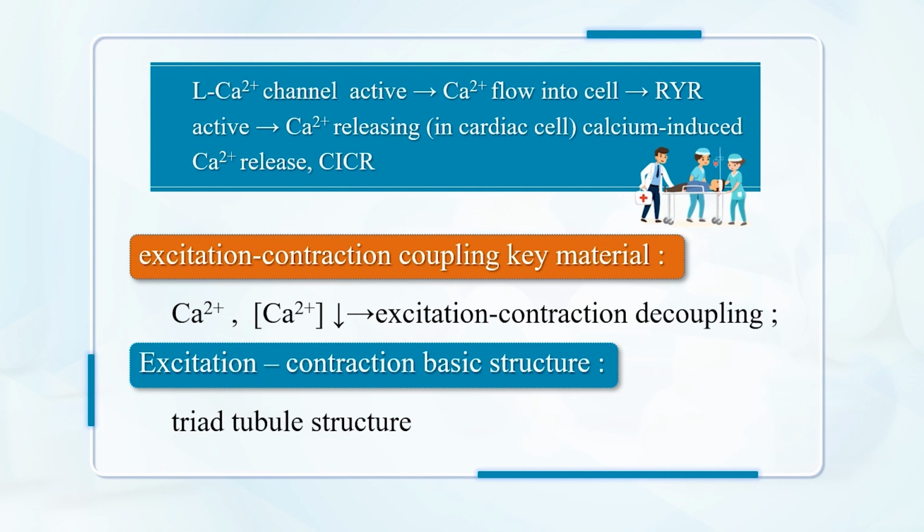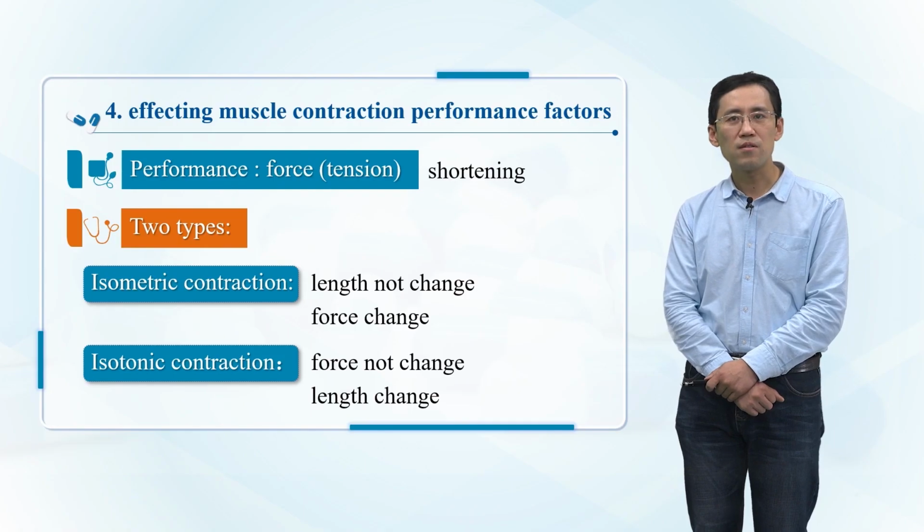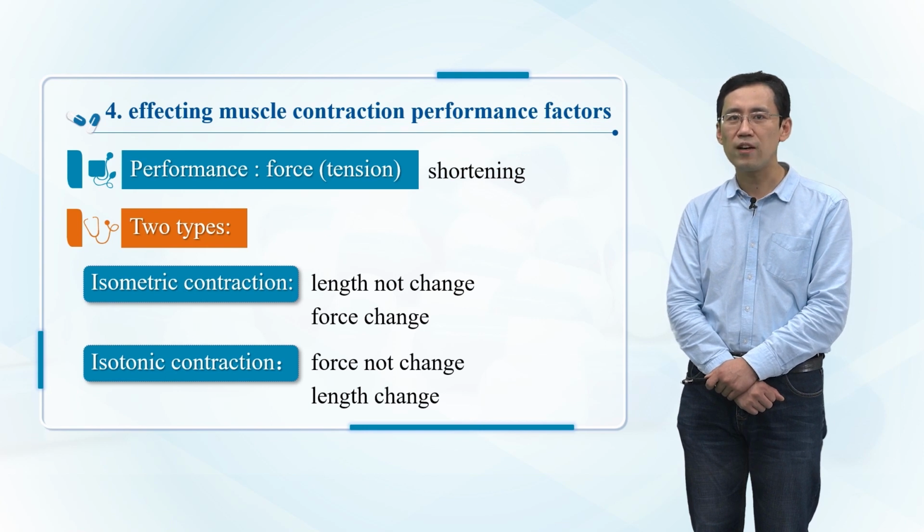The calcium ions decreasing leads to excitation contraction decoupling. The excitation contraction basic structure is the triad tube structure. The factors affecting muscle contraction performance.